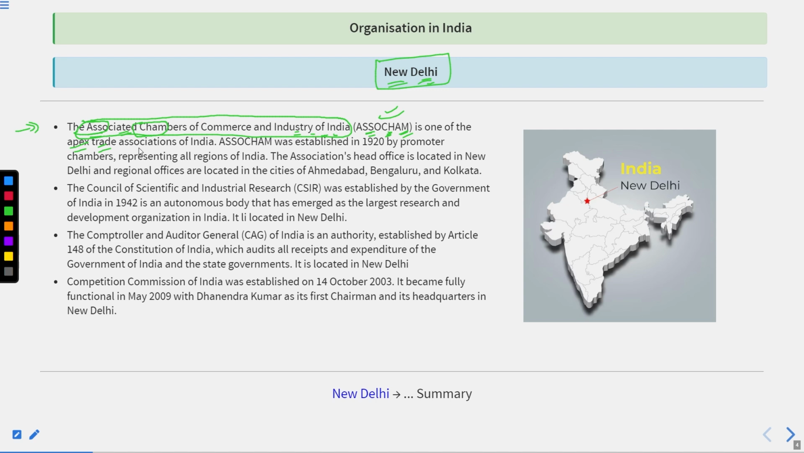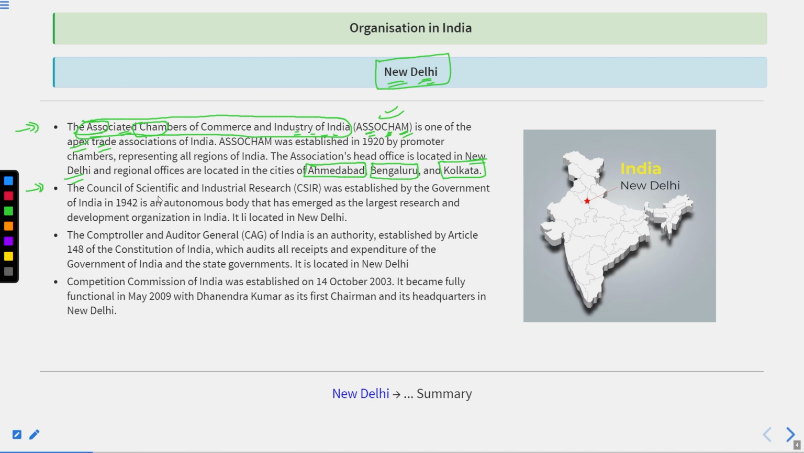ASSOCHAM was established in 1920 by promoter chambers, representing all regions of India. The association's head office is located in New Delhi, and regional offices of ASSOCHAM are located in the cities of Ahmedabad, Bengaluru and Kolkata, which means ASSOCHAM has 4 offices. One is the headquarters located at New Delhi. The other ones are regional offices located in Ahmedabad, Bengaluru and Kolkata.